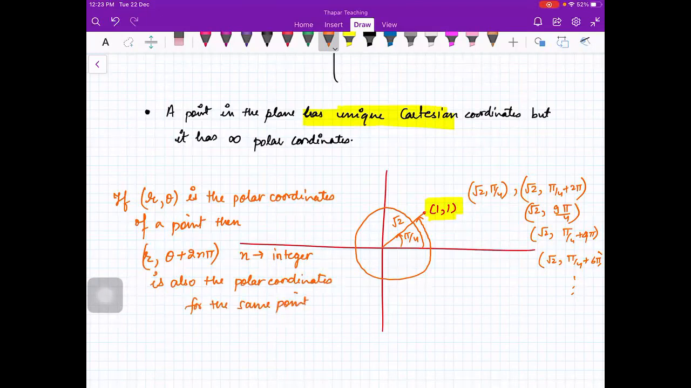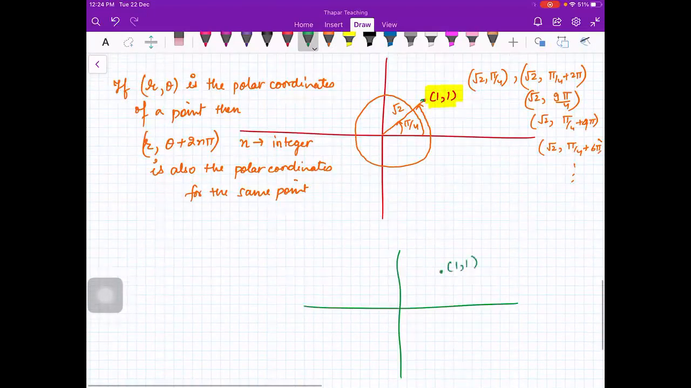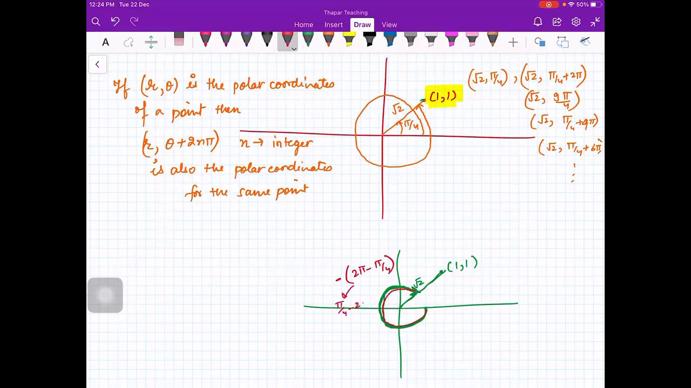You can look here also. This same point, let me tell you in another figure. (1, 1), I can name this like this. R is root 2 and the angle I am measuring is like this, clockwise. What is this angle? Anybody? It is 3 pi by 4... sorry, 7 pi by 4 with a negative sign because we are measuring it clockwise. So this is pi by 4 minus 2 pi, that is minus 7 pi by 4.